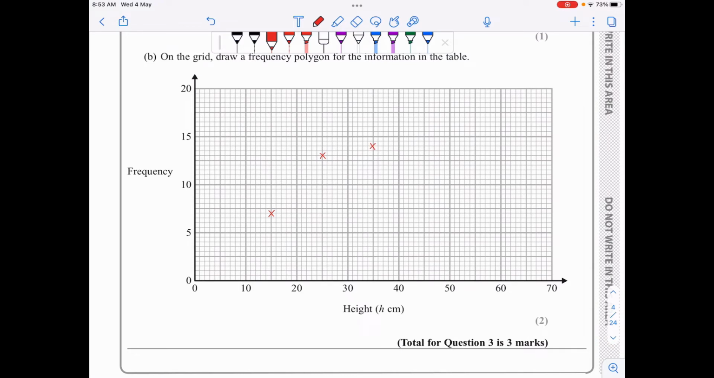and we're back down to 12. And then it's gonna be 16 for 55, and finally 18 for 65 to 70. Remember, I need to join these with straight line segments in order to construct the frequency polygon. And that's it.